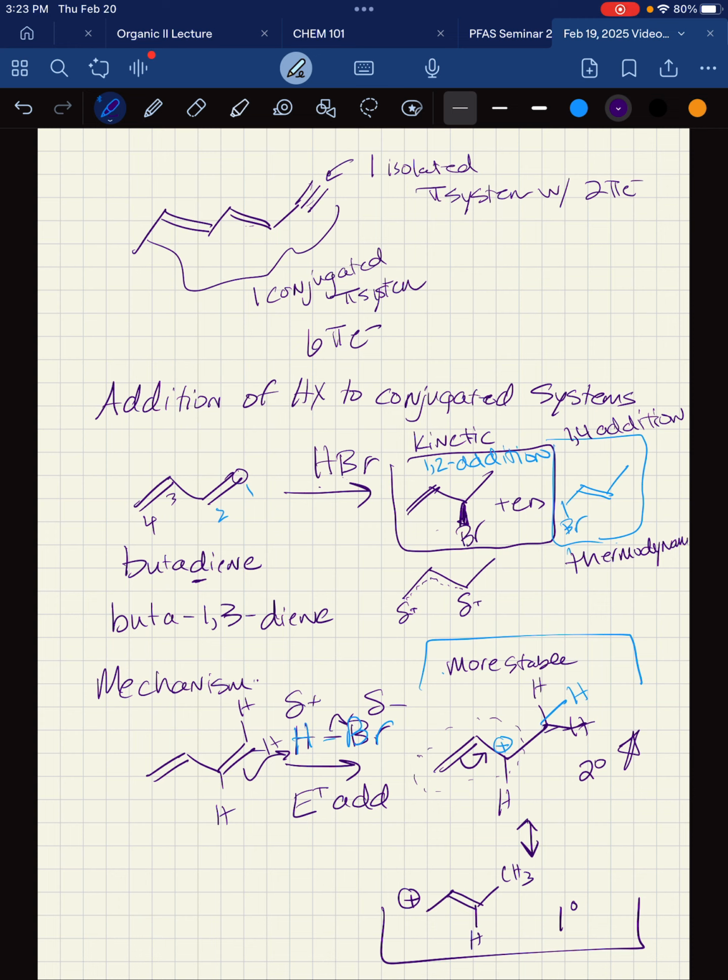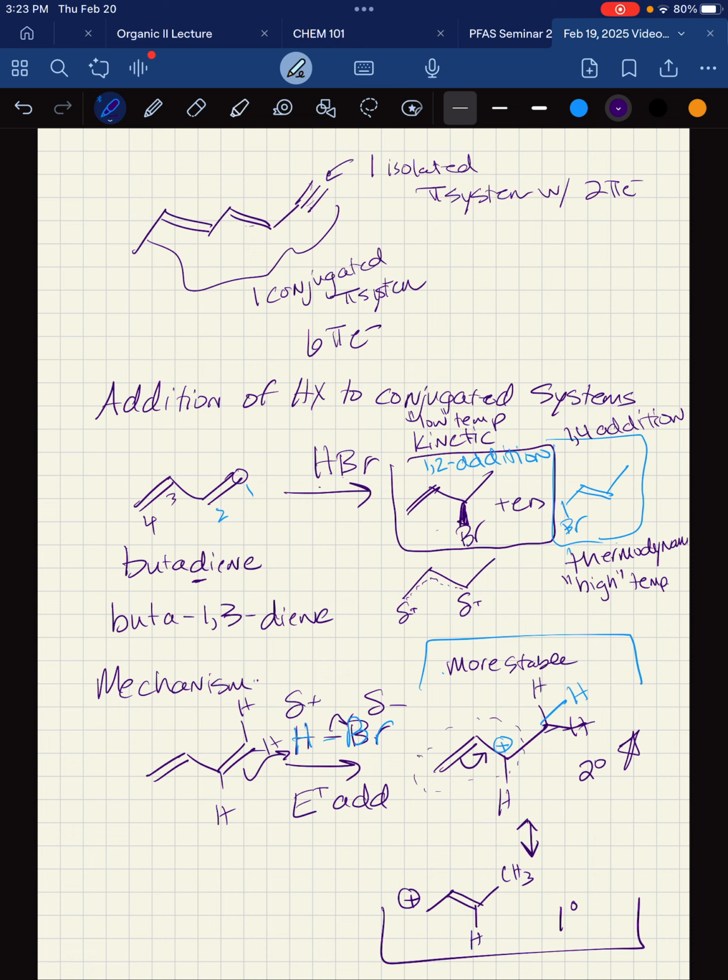So the 1,2 addition, because it is lower energy intermediate but less stable product, that's kinetic. And the thermodynamic is more stable product but higher energy intermediate. So again, the kinetic is going to be favored at low temperatures. I'm going to put low in quotes here, and then the thermodynamic is going to be favored at high temperatures.